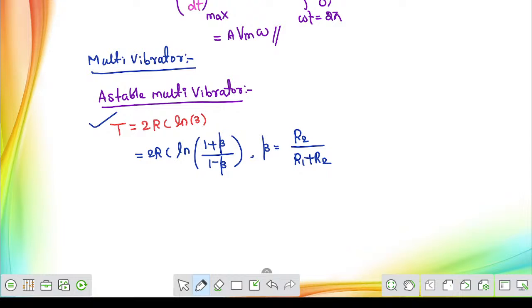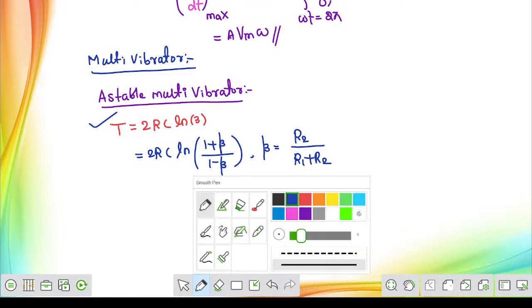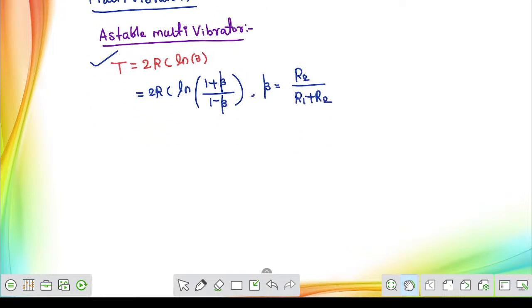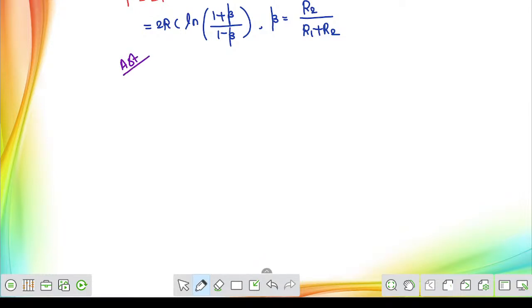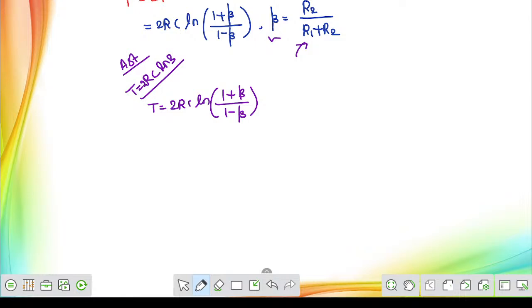The second question is on the monostable multivibrator, and what is the formula to calculate the total time period at the output side. For astable, revise one thing: the total time period T is equal to 2 times RC into ln 3. Directly you can take this if beta is not separately given. Suppose beta is given, or they are giving R1 and R2, then use the second formula. What is the second formula? Same, twice of RC into ln of (1 plus beta) upon (1 minus beta). Just recollect once. Similarly, the monostable multivibrator is also another most important area.